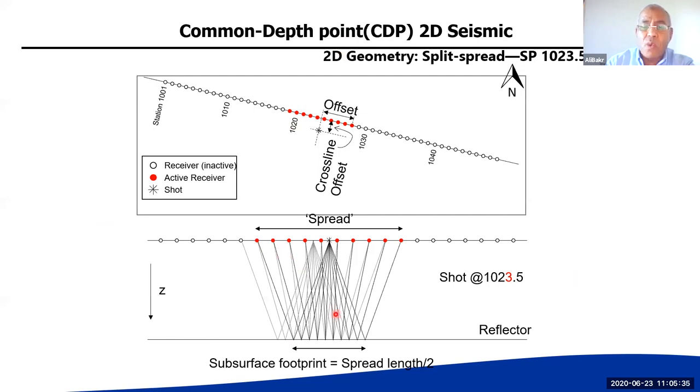Actually, you are acquiring from different points on the subsurface to different points on the surface, and each point on the subsurface can be covered more than once. What does it mean? It means that the sound goes to that point multiple times, and you call that a common depth point. Why are we doing that? We are doing that to enhance the data and increase the signal to noise ratio.